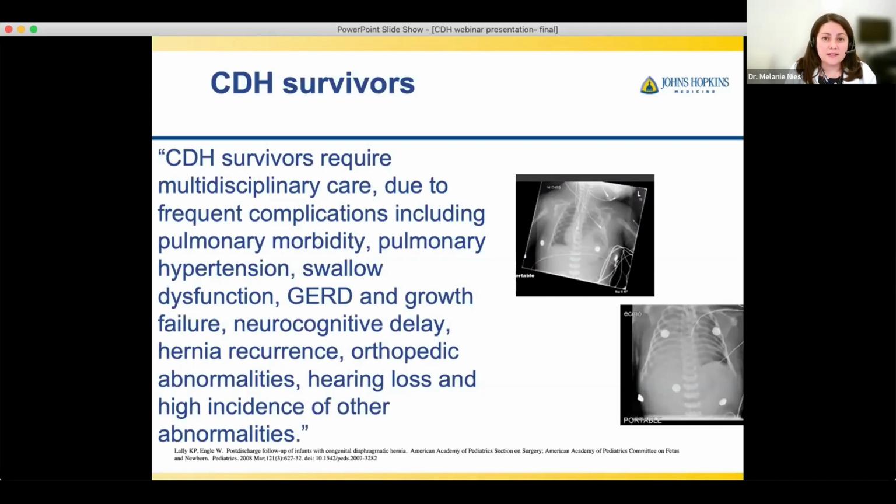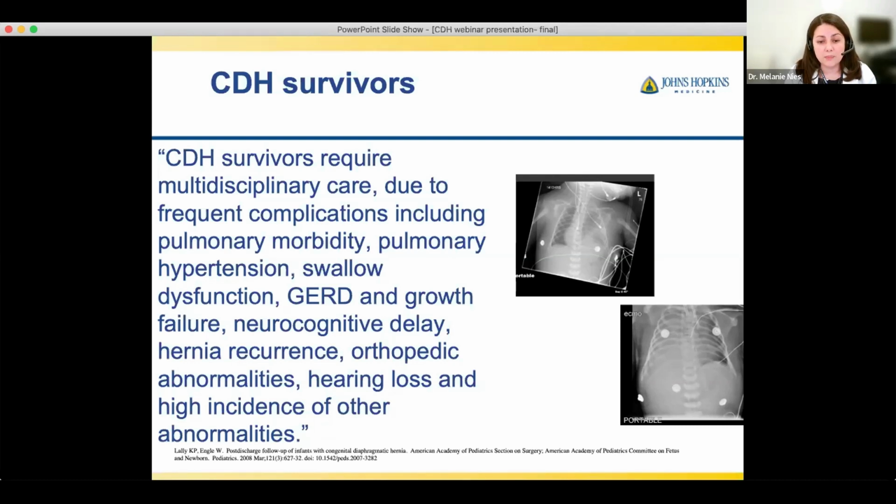One of the reasons that CDH really needs a multidisciplinary clinic. So this is a document. It's a very comprehensive post-discharge care document from the American Academy of Pediatrics. It's actually due for an update now, but nonetheless, it's a great document, and it really goes into the ways that there are frequent complications. Pulmonary morbidity, pulmonary hypertension, swallow dysfunction, reflux, as Dr. Kunisaki was saying, growth failure, neurocognitive delay, hernia recurrence, orthopedic abnormalities, and other abnormalities that we help to screen for.